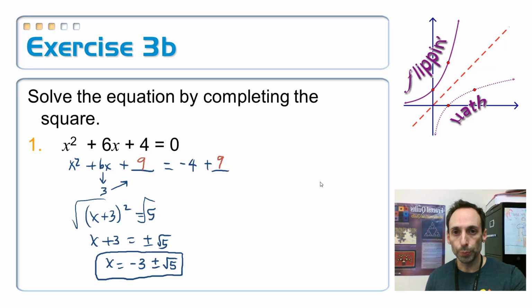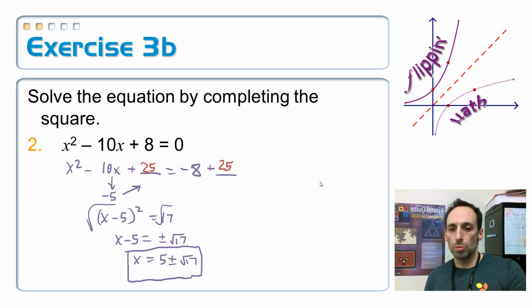On number 2, subtract that 8 over, complete the square, take half of the 10, you get negative 5. Square that, you get 25, add the 25 to both sides. Factor it, go ahead and take the square root, you get x equals 5 plus or minus the square root of 17.